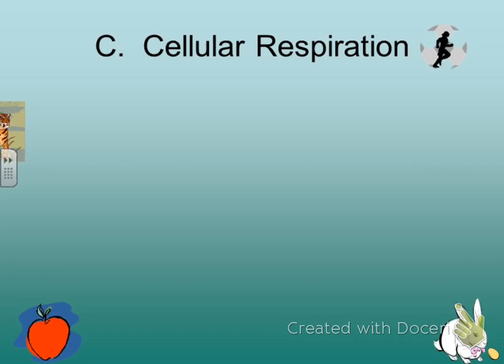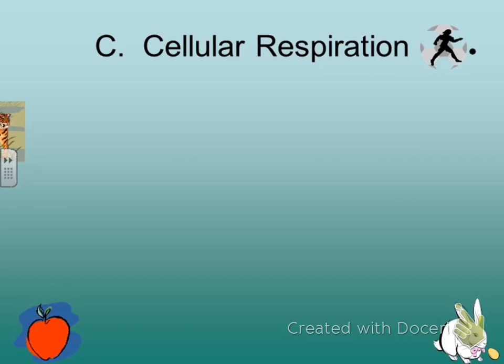Okay, so we talked about photosynthesis and how photosynthesis is the process where autotrophs make their own food. And the food that they make is called glucose. Well, now once you eat something, you have to break that food down to get energy out of it. And that is the purpose of cellular respiration.